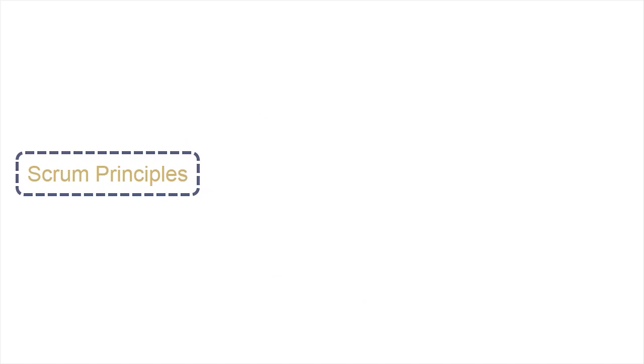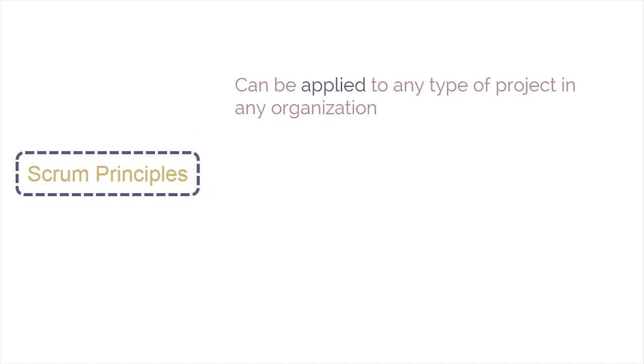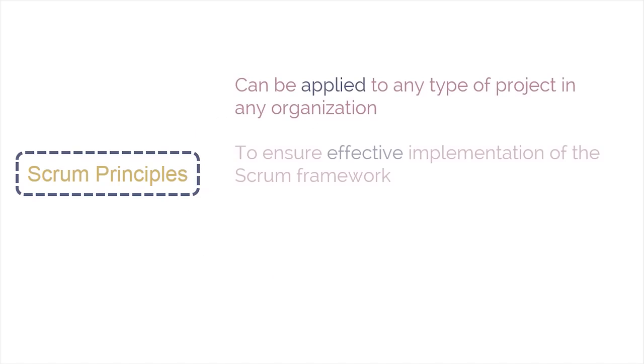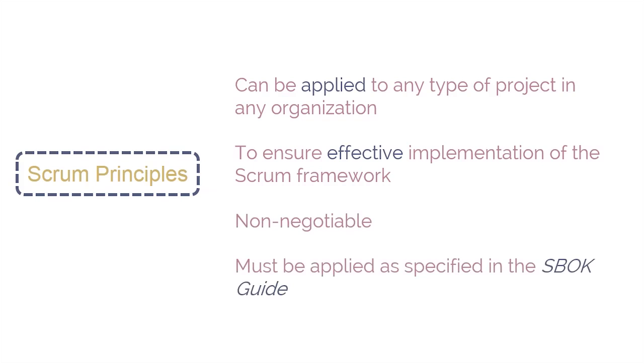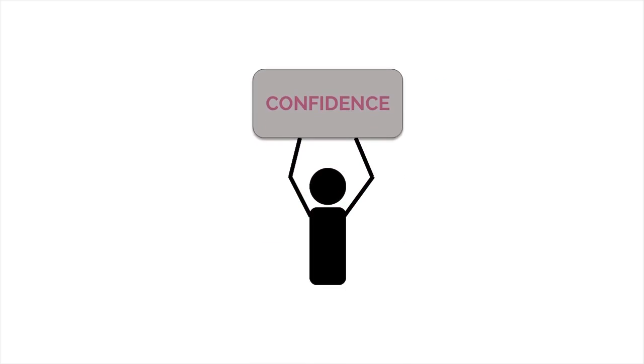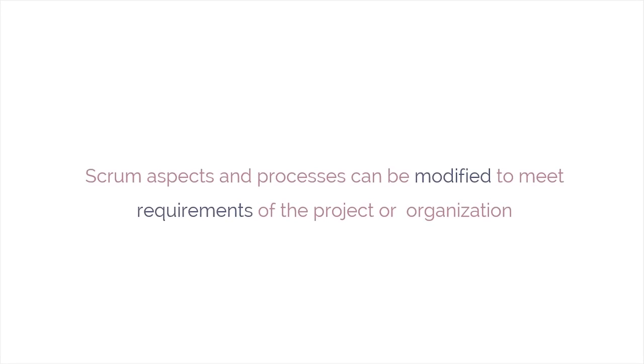Note that Scrum Principles can be applied to any type of project in any organization and should always be followed in order to ensure effective implementation of the Scrum framework. Scrum Principles are non-negotiable and should be applied as specified in the SBOT Guide. Keeping the principles intact and using them appropriately instills confidence in the Scrum framework with regard to attaining the objectives of the project. On the other hand, the Scrum aspects and processes can be modified to meet the requirements of the project or the organization.